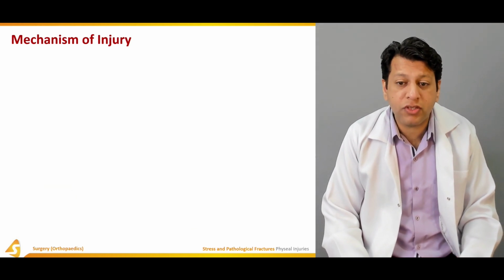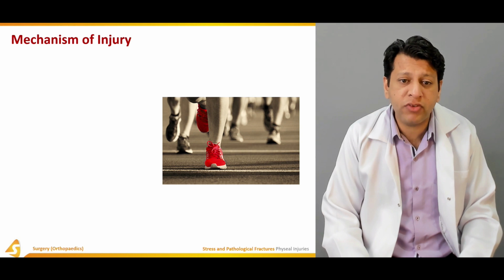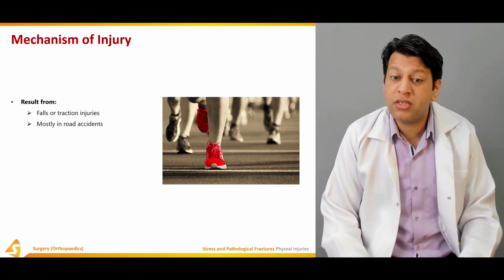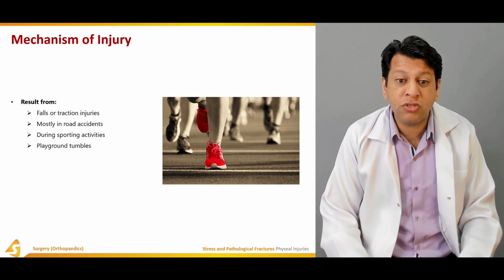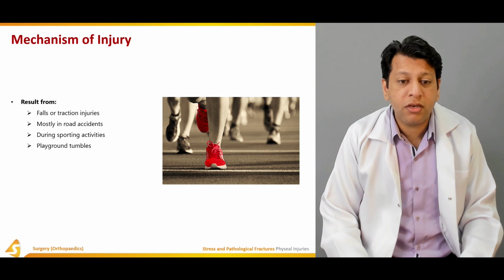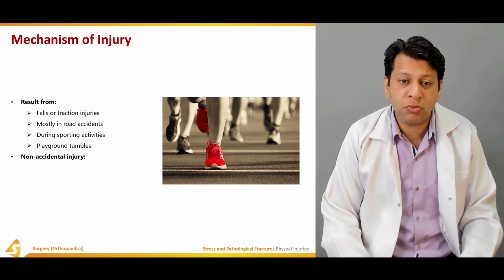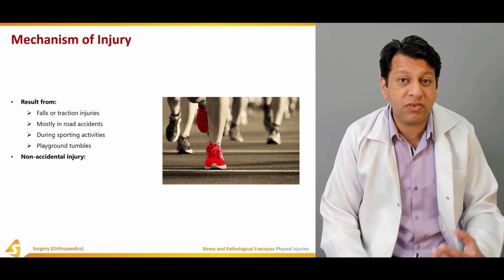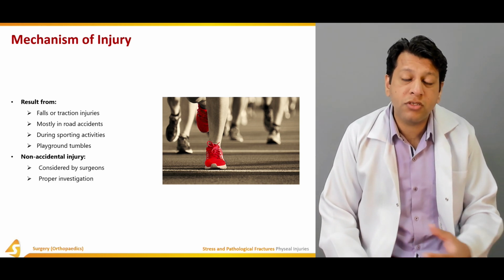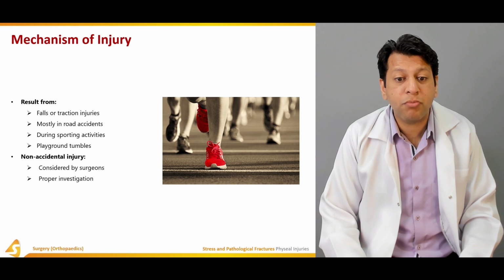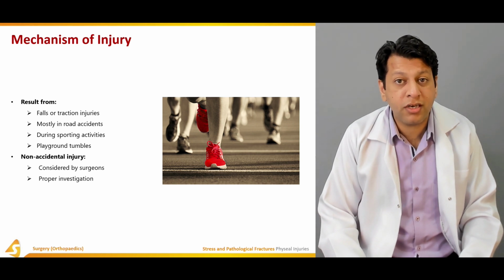Now, mechanism of injury. Mechanism of injury usually can result from falls or traction injuries, mostly in road accidents. It could be during sporting activities, during playground tumbles, and multiple causes could be present as well. Non-accidental injuries also occur, and there can be iatrogenic injuries when we are doing surgeries around the unjoined periarticular areas. We can damage the physis, especially in children.